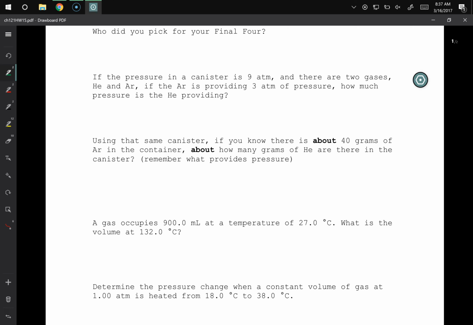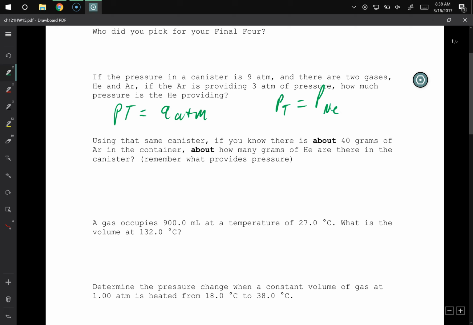Okay, if the pressure in a canister is 9 atm and there are two gases, one's helium and one's argon, and argon is providing 3 atmospheres of pressure, how much is the helium provided? So if my total pressure is equal to 9 atm, and my total pressure in this case is going to be the pressure of the argon plus the pressure of the helium, and I know that my argon is providing 3 atmospheres.